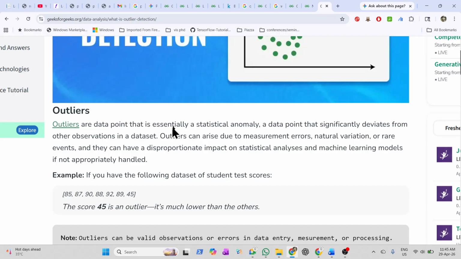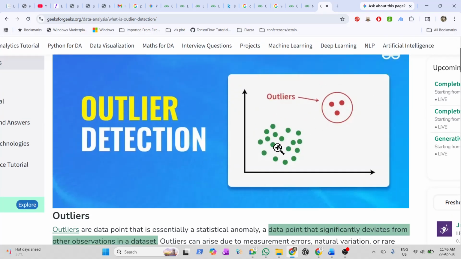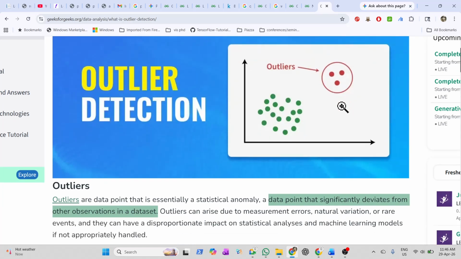Outliers are data points that are essentially statistical anomalies. Anomaly means some kind of error. It is not the same as others. A data point that significantly deviates from other observations in a data set is called an outlier. These are significantly different from this. When you compare the x and y values of all these green data points, these are much higher. That's why it is called an outlier.